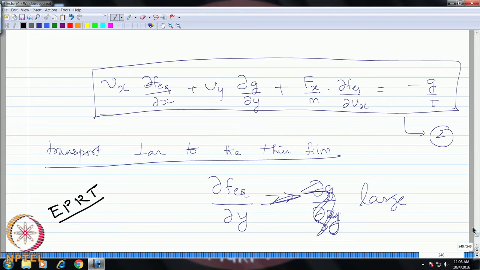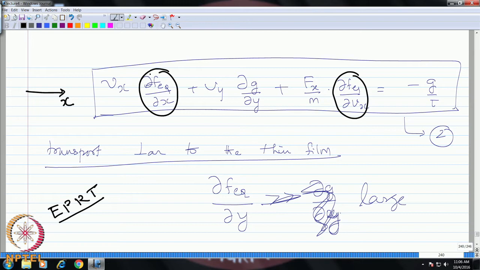So, we started off from the BTE again. We made some approximations, and again derived two sets of BTEs, one for the case where transport is parallel to the film, and for that case we saw that F equilibrium is in the direction where the transport happens. In the case where you have a coordinate system where the transport is happening in this direction, your equilibrium distribution varies in that direction.